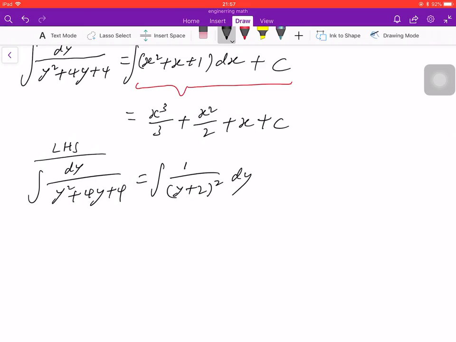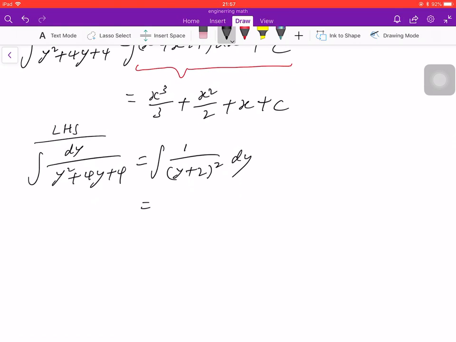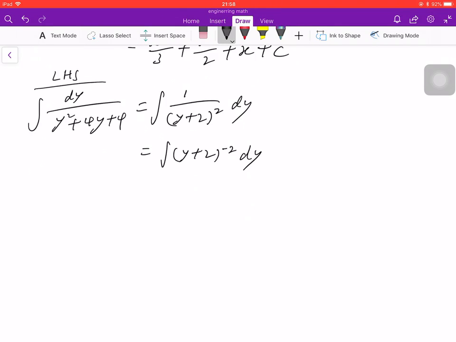Now this becomes simple. So the integral, the answer for this, is: we have (y plus 2) to the power minus 2 dy. And this can be integrated by adding, minus 2 plus 1, we get minus 1. So we get minus 1 divided by y plus 2. So this is the result of the left hand side integration.